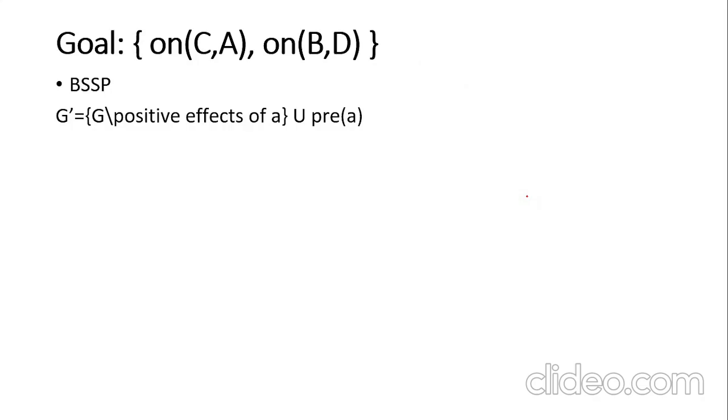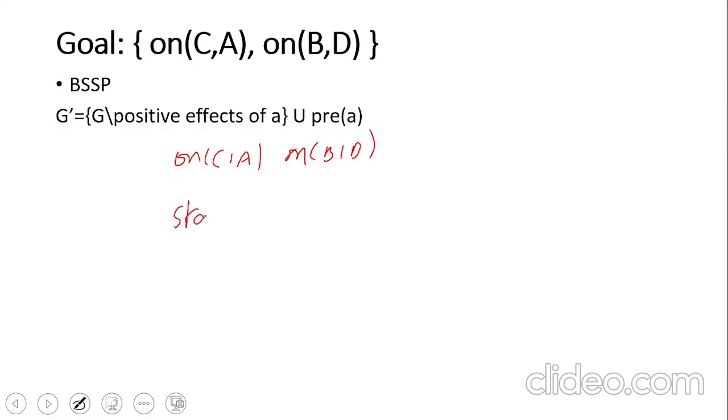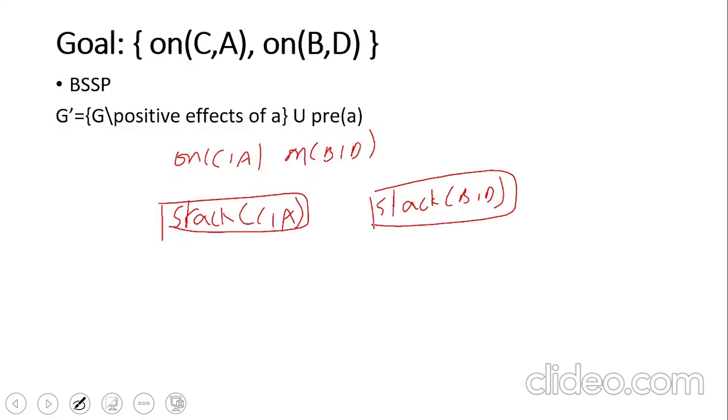Okay, so first what we are having on CA, on BD. So what are the actions I can do on this one? Meaning that I can perform on CA means I can do stack C comma A or stack B comma D. So these are the actions I can do, either stack C comma A or stack B comma D.